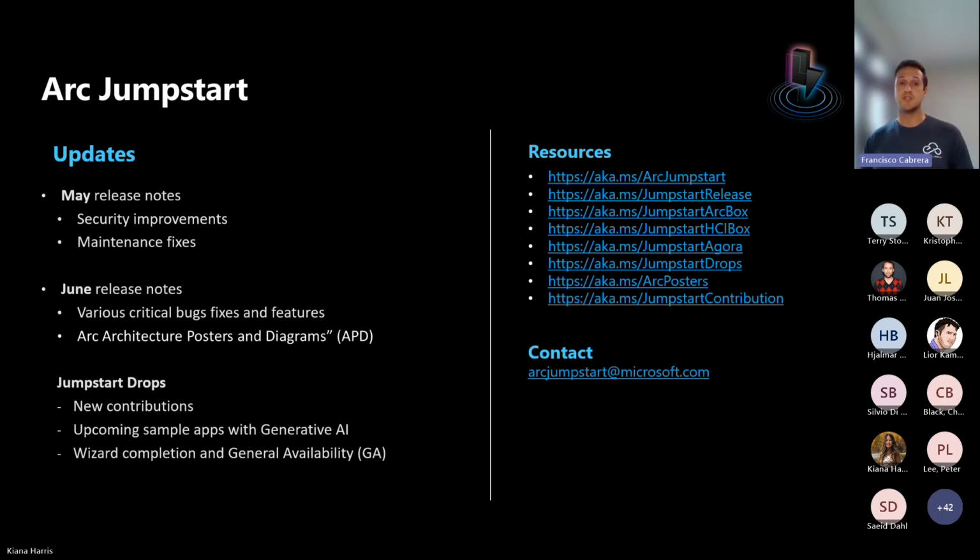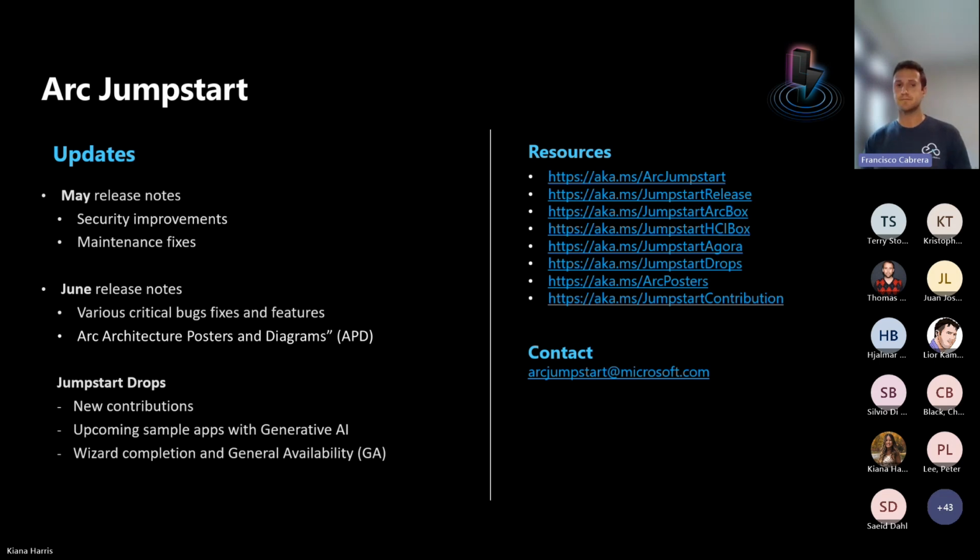When it comes to HCI box, we also fixed some issues regarding the bootstrapping. There were some missing parameters and some pre-provisioning fixes. And when it comes to Arc-enabled servers, there was an issue with the connectivity behind proxy. We also fixed that. Then we also have the June release notes, also packed with critical bug fixes and more features.